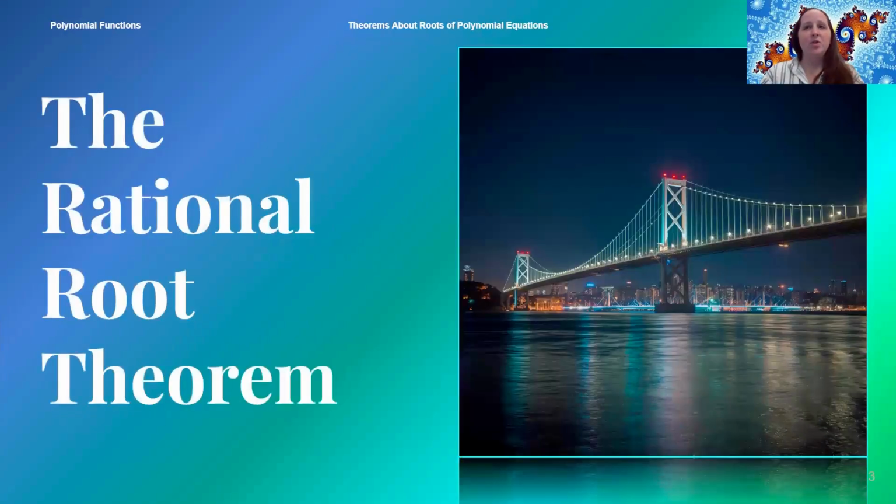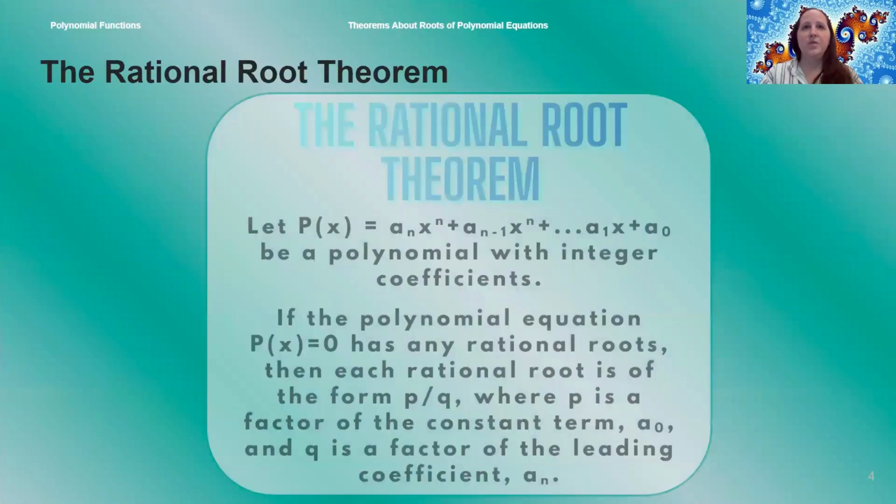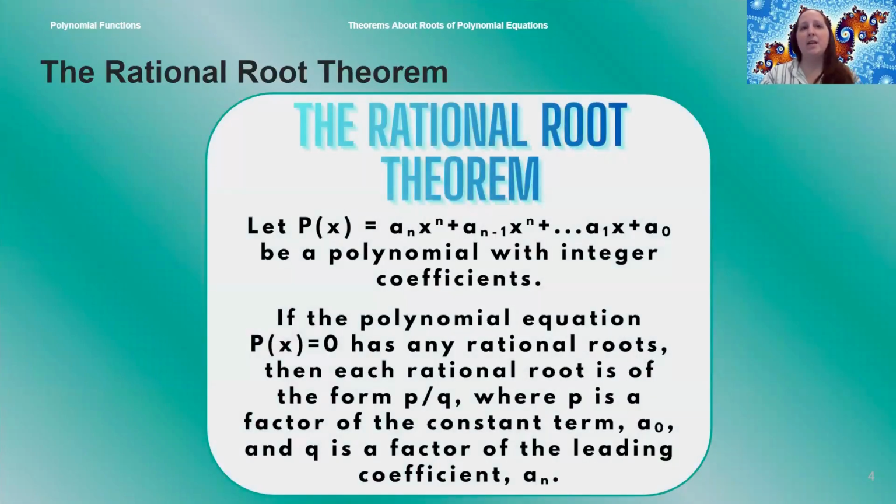The rational root theorem. So the rational root theorem states, let P of x equals a sub n x to the nth plus a sub n minus 1 x to the n minus 1 plus ... plus a sub 1 x plus a sub 0 be a polynomial with integer coefficients. Okay, so basically this is any polynomial.